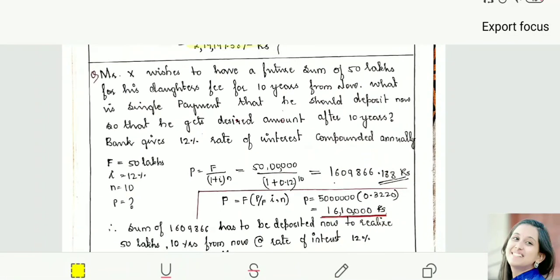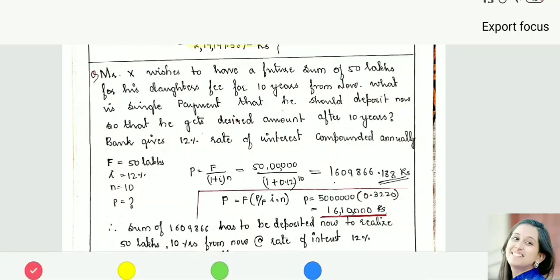Fine. Similar problem, Mr. X wishes to have a future sum of 50 lakhs for his daughter's fee 10 years from now. What is the single payment that he should deposit now? Okay, he should deposit now means what? You have to find out the present worth. So he'll be getting the desired amount after 10 years. And what is given? Bank is giving 12% interest compounded annually.